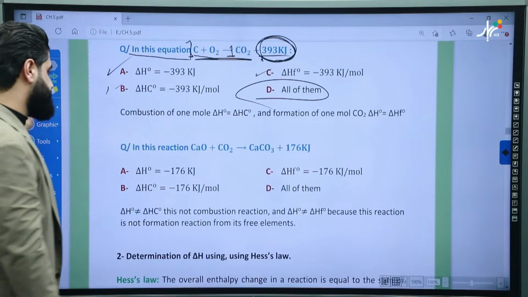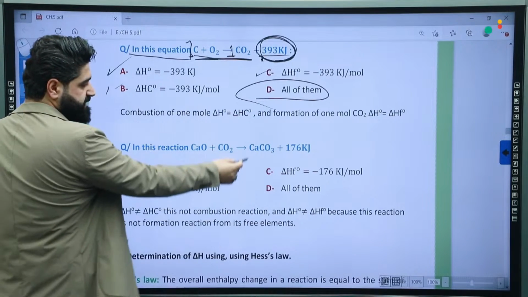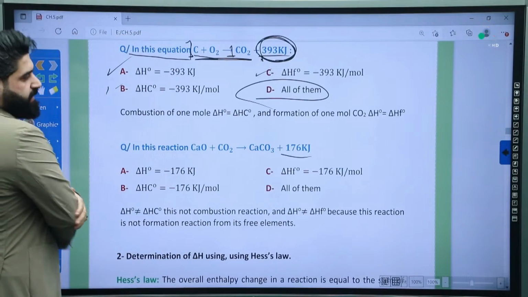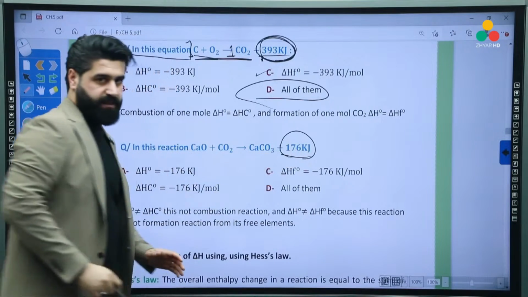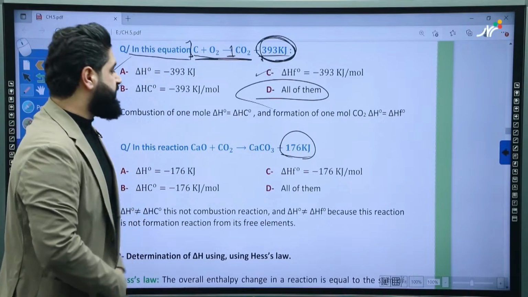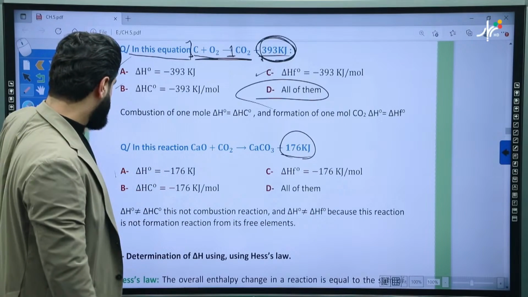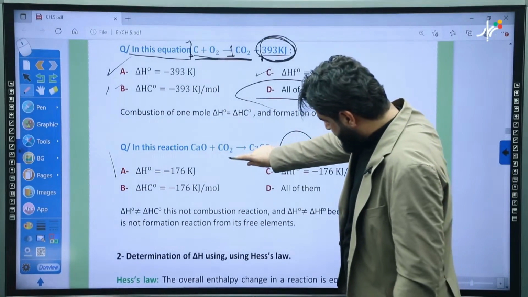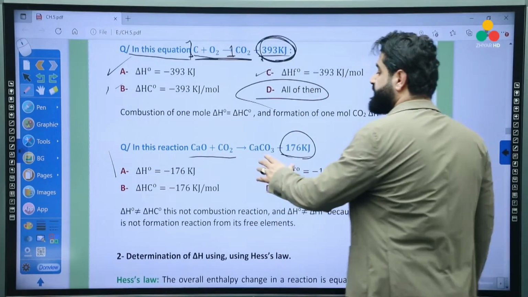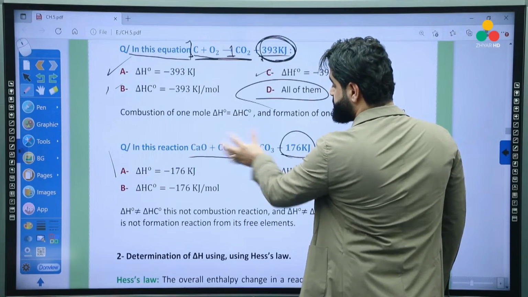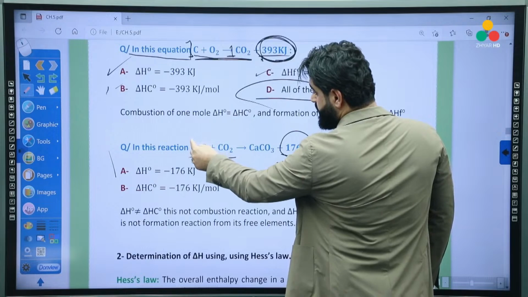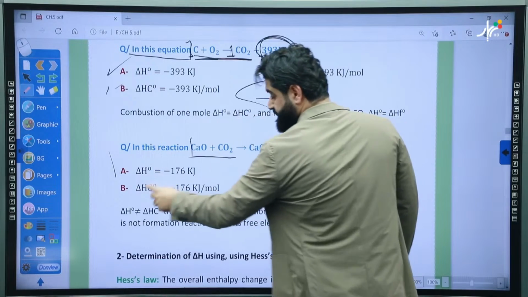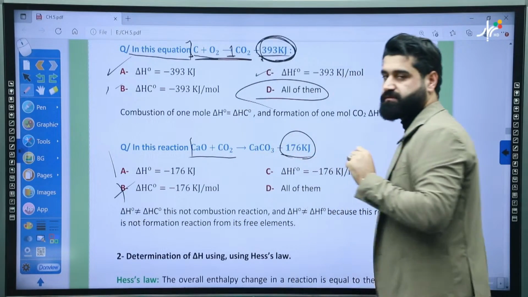In this reaction, CaO plus CO2 producing CaCO3 plus 176 kilojoules, right? This number, as I told you, immediately without thinking, stands for delta H. Answer A is true. Then, about delta HC, it's clear to understand that it is not a combustion reaction. There is no oxygen. However, it's 1 mole, but it's not oxygen. That's why it's not delta HC, because the reaction is not a combustion reaction.